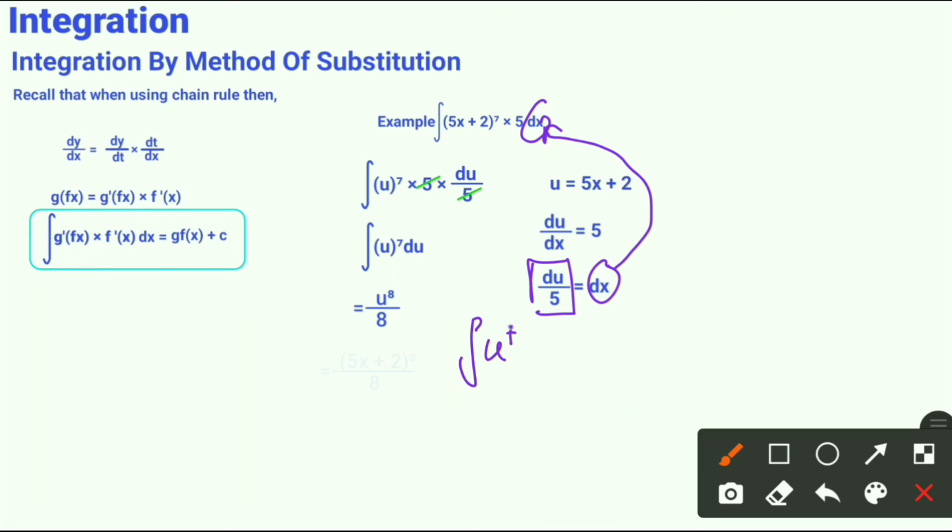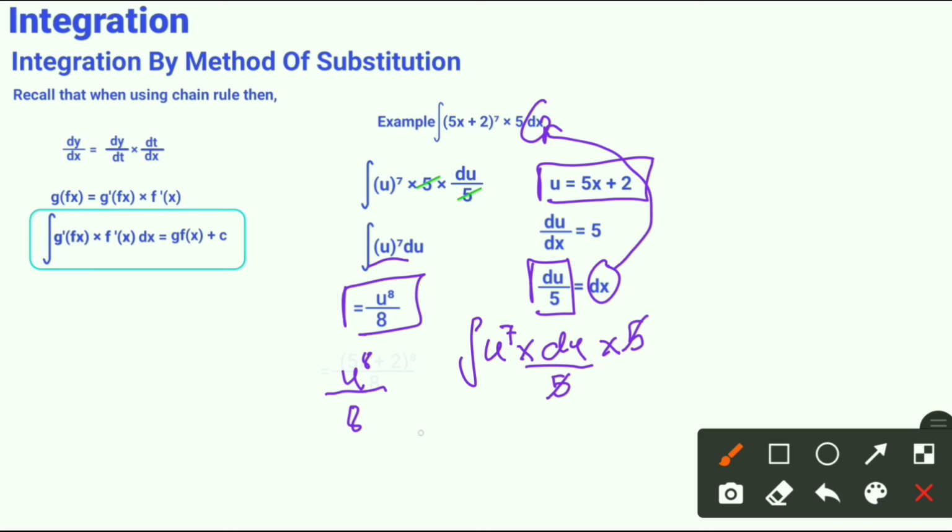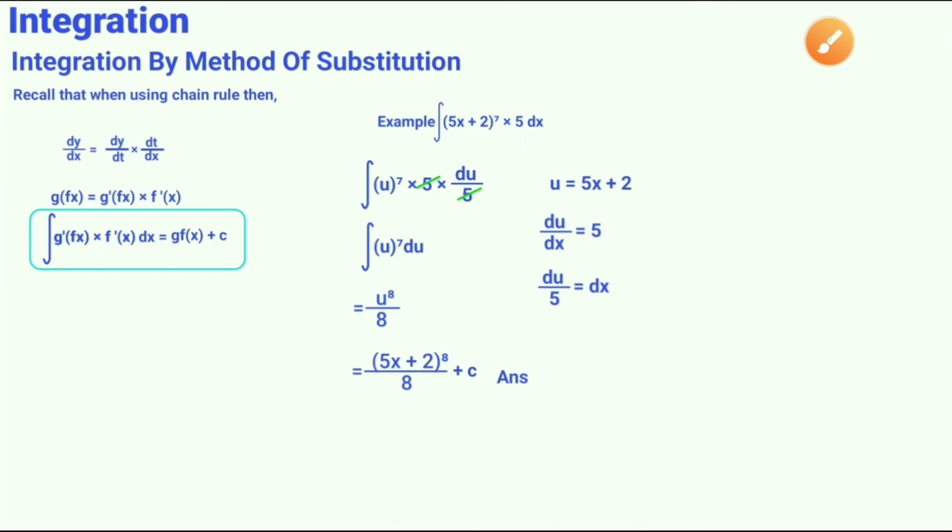Okay, so it's like this: u power 7 multiplied by du upon 5, and multiplied by 5. So 5 is cancelled, and you are left with this. Then you do the integral, and this is the final answer. Since we got u to the power 8 upon 8, we know that u is equal to 5x plus 2, so 5x plus 2 to the power 8 upon 8. So this is the answer, this is the integral.